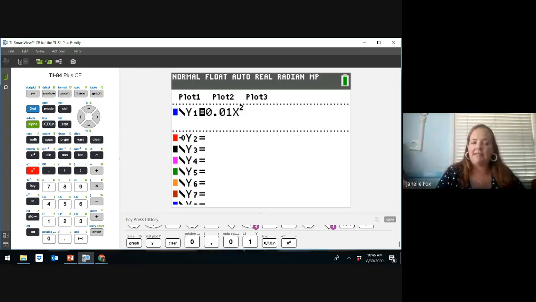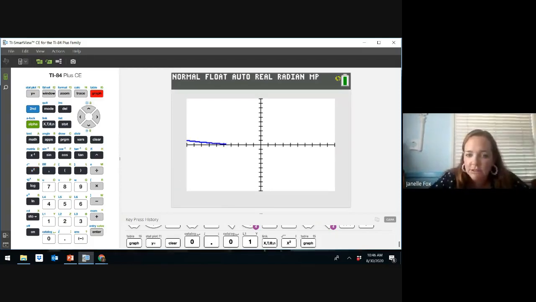And so you're expecting it to look like a parabola, but you just know it's not going to look like a normal parabola. Okay, I'm going to hit graph. I am in zoom standard, so I'm just going to hit graph. And you're like, oh, huh. Well, I guess it's a parabola, but it really doesn't look like a parabola. You know what I'm saying?